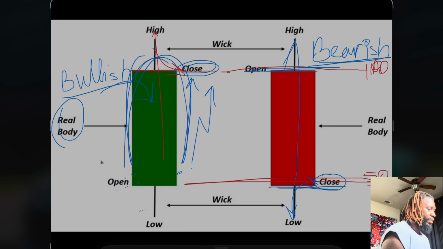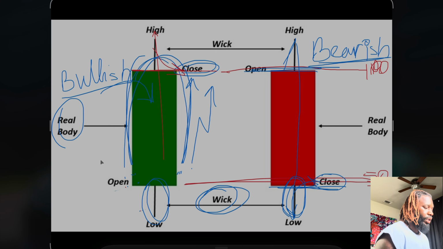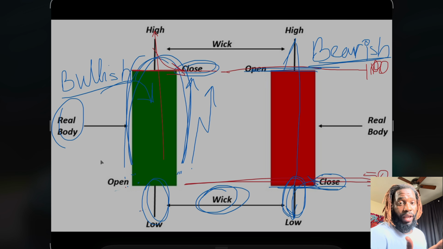So you got the body, right? And then you have these wicks. These wicks are here, right? This wick is this little area beyond the body. The wick is important because it just lets you know how far price went. And then wicks can absolutely affect you in your trading.